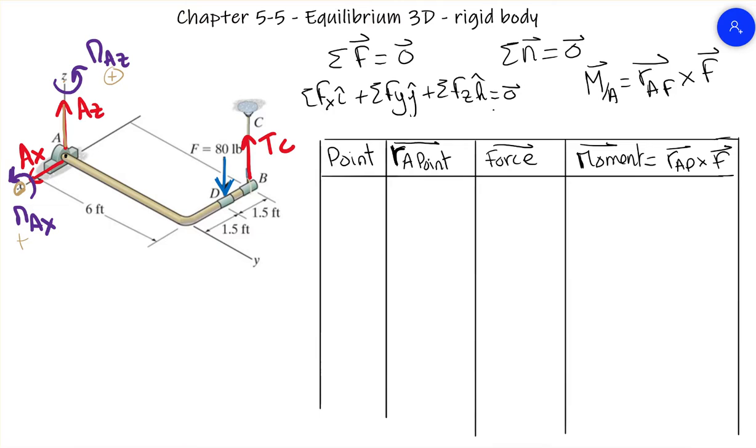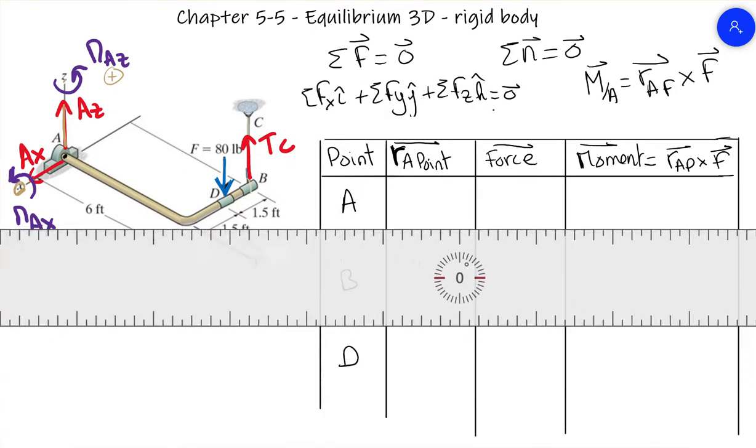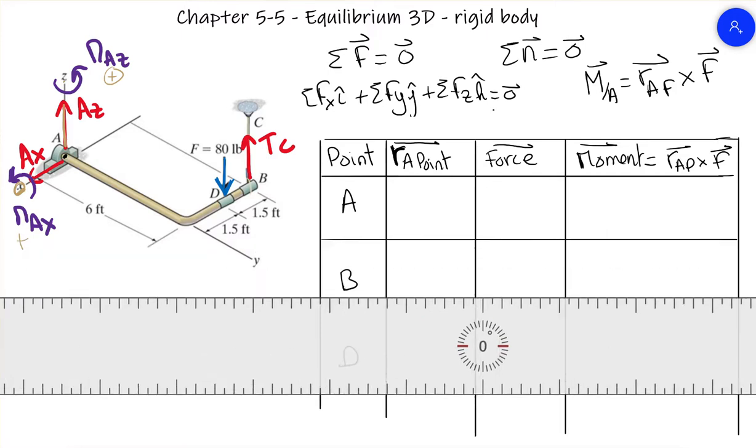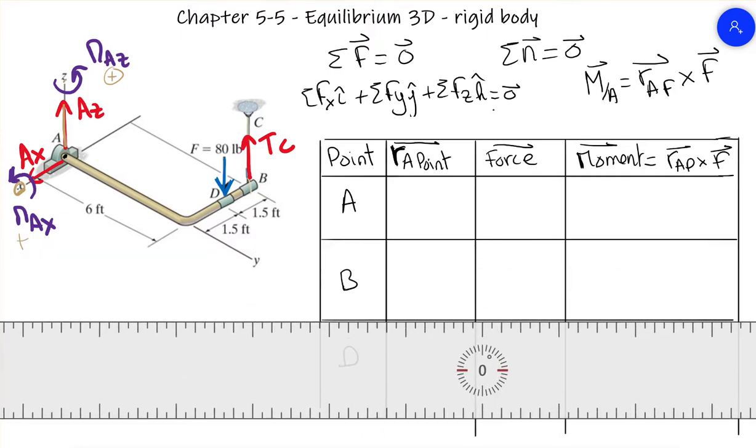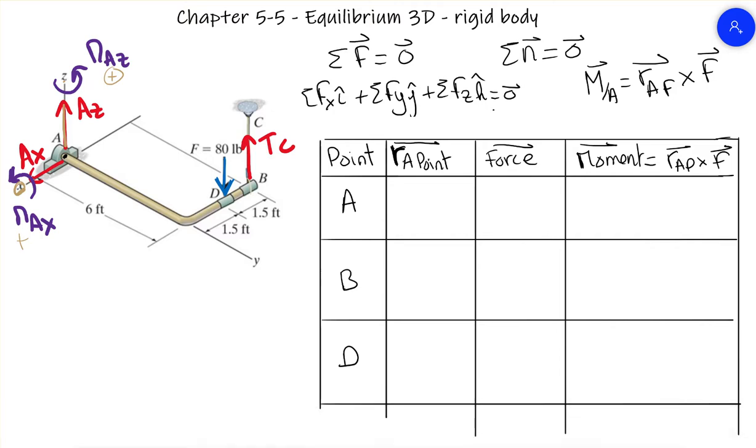Okay, so the points that I will consider. Everywhere you have a force, you need to write the point. So we will need to write the point A, the point B, and the point D. Okay? If you have more forces, more points, write more. So A, B, and point D. Okay, you clean that. I wish I had a ruler like this when I am in the classroom on a whiteboard. That's so convenient. Okay, so this one will be R from A to A.